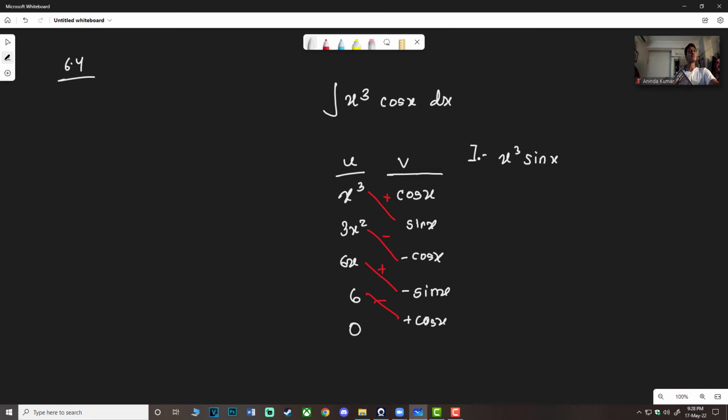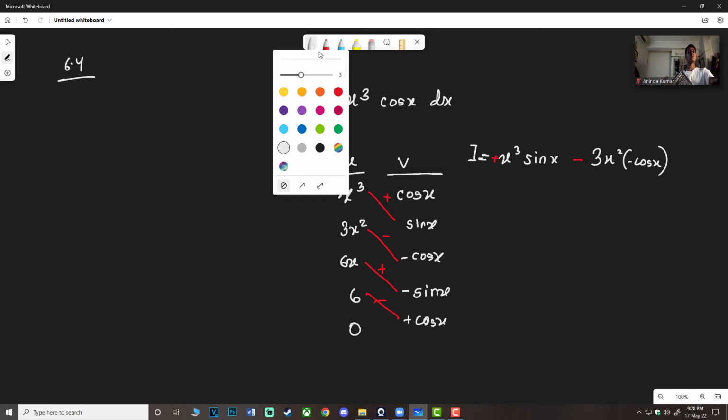And what is the purpose of this plus here? The plus purpose is that I will multiply plus 1 with this whole thing. And then we have 3x squared into minus cos x. The purpose of this minus is that I will put this minus over here. This minus will go here and this plus will go here.